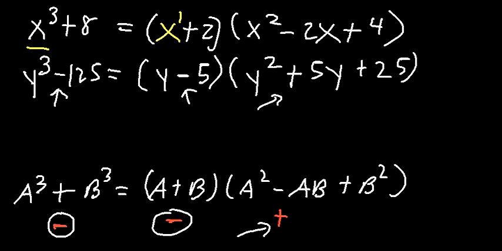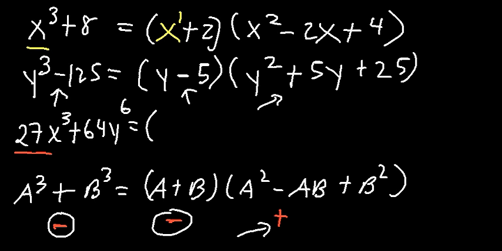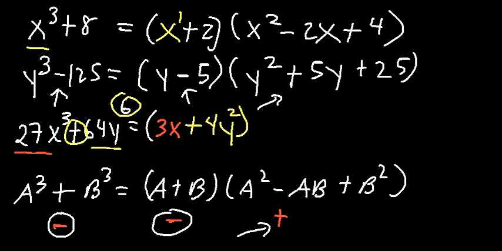Let's try another example. So let's say if you want to factor 27x cubed plus 64y to the 6. So the cube root of 27 is 3, and the cube root of x to the third is x. The cube root of 64, since we have a plus, this is going to be plus. The cube root of 64 is 4. 4 times 4 times 4 is 64. And the cube root of y to the 6, you just got to divide this by 3. It's going to be y squared. So keep in mind, this is a and this is b.